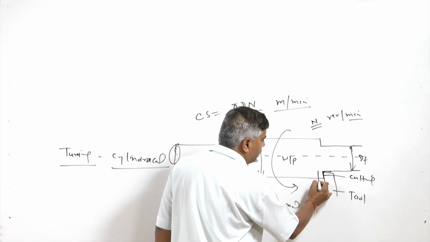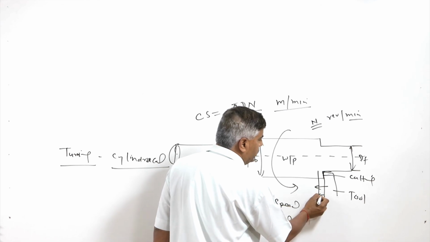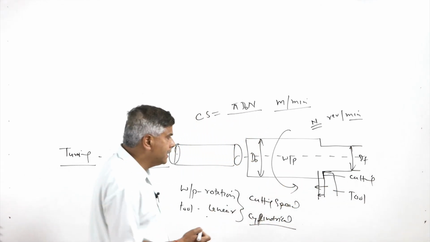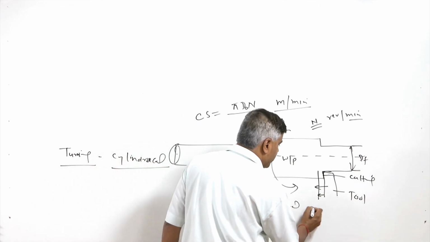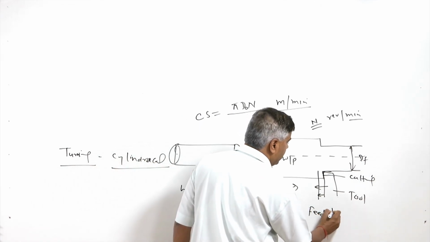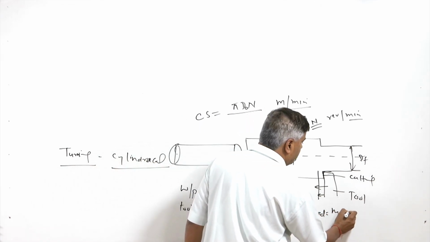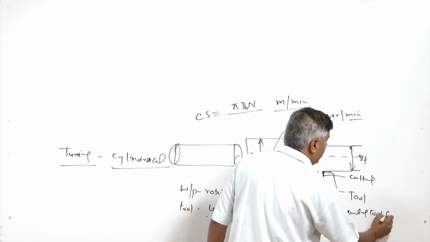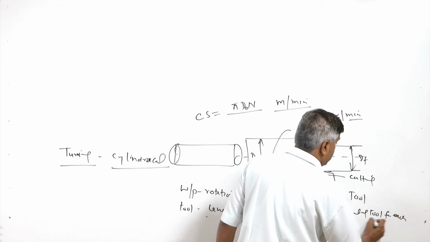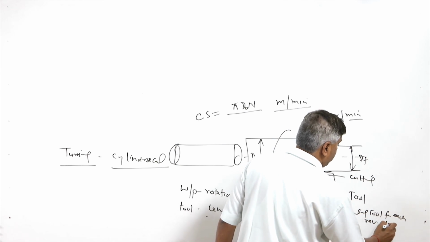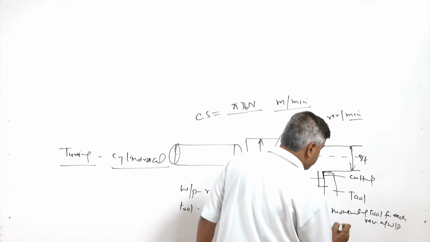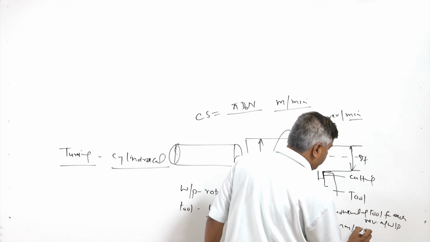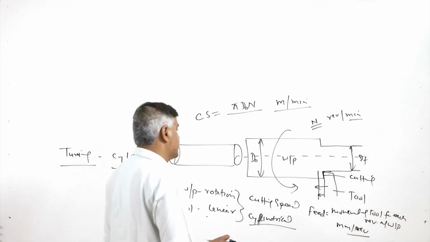So, the amount of movement given to the tool, the linear movement given to the tool for each revolution of the work, that is termed as feed. So, the feed is basically the movement of the tool for each revolution of the workpiece. That is why it is given per revolution. This is how it is expressed.